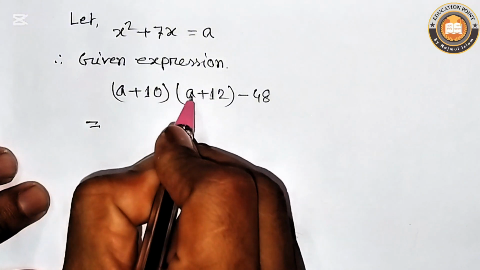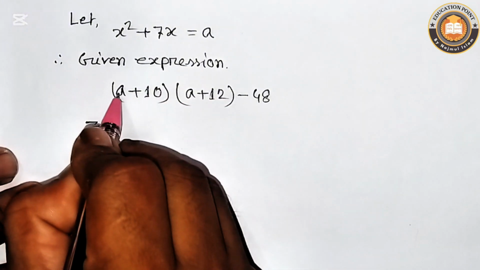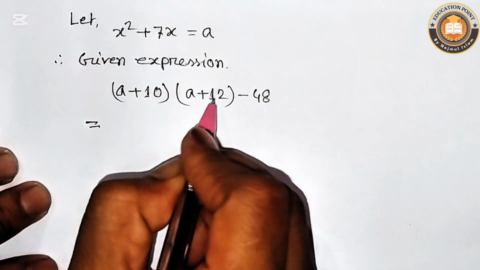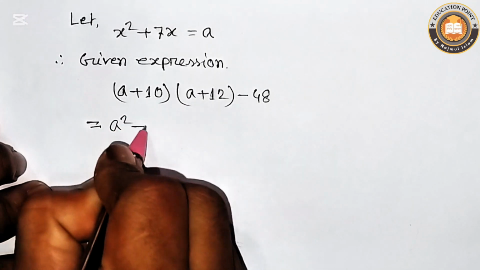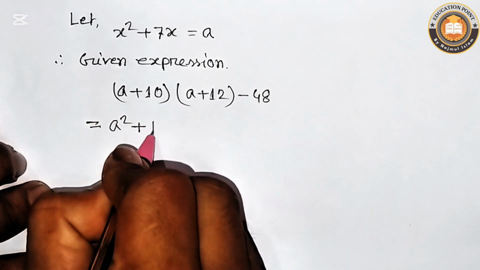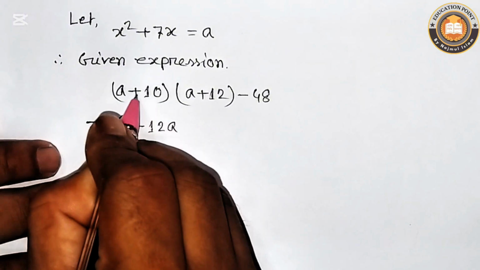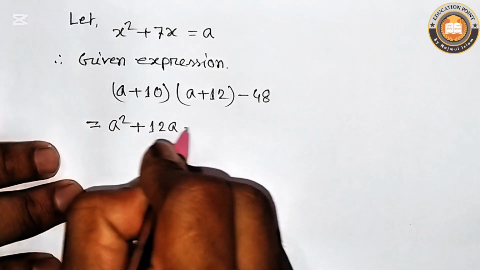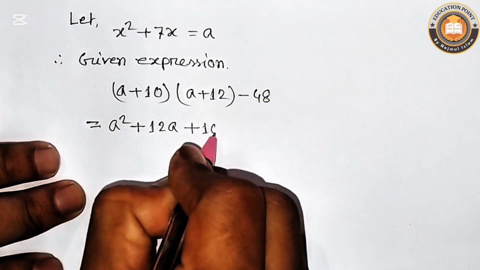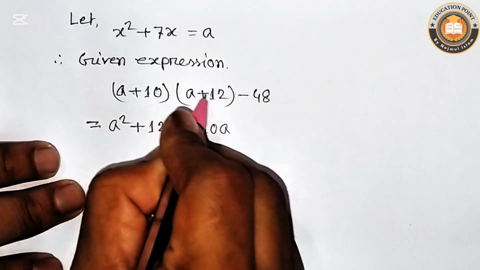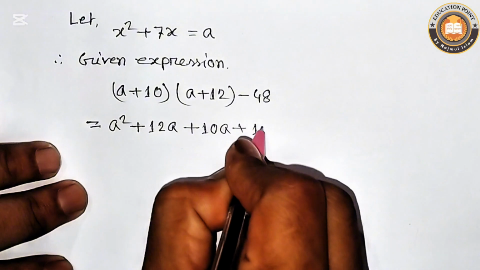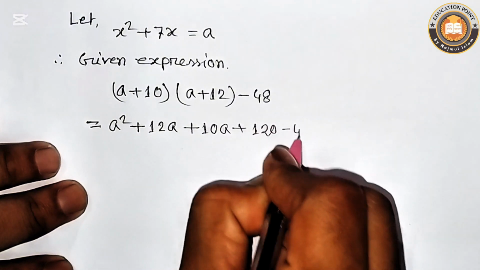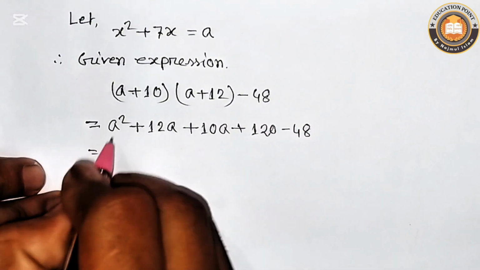Here a plus 10 multiply with a plus 12. At first a multiply with a plus 12: a multiply with a equals a square, plus a multiply with 12, that means 12a, then plus 10 multiply with a, that means plus 10a, then plus 10 multiply with plus 12 equals plus 120, then minus 48.